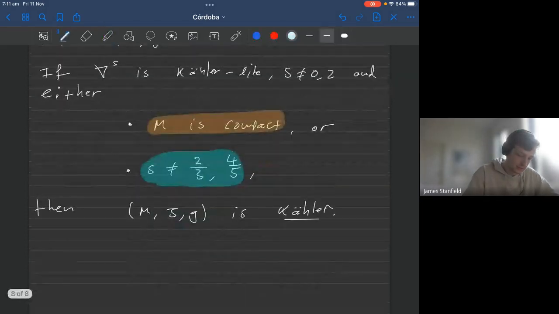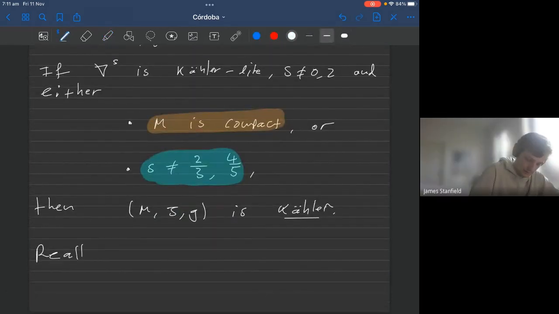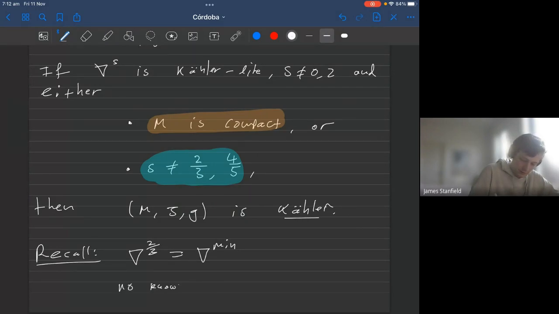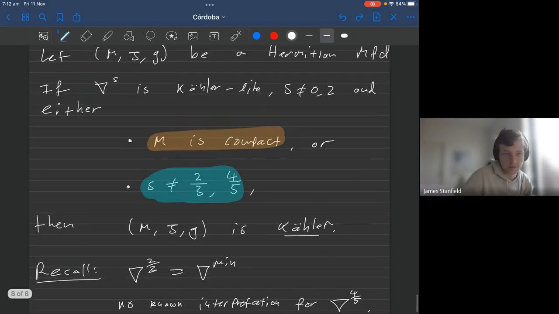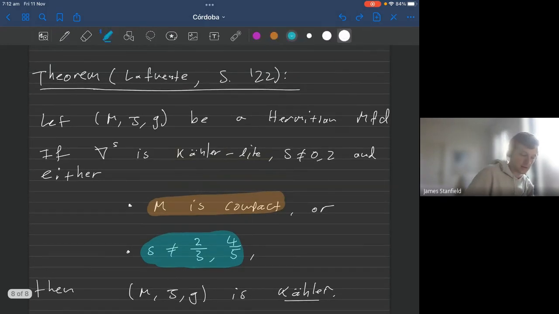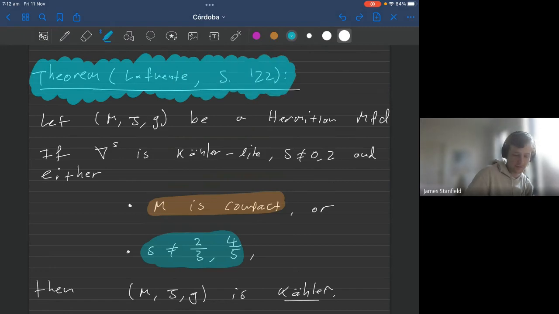Let's recall what these two mean. Recall that for S equals 2/3, this is just the minimal connection. But there's no known interpretation for nabla 4/5. So it's a little bit mysterious why this 4/5 is there. I would maybe expect 2/3 to show up because it's this nice distinguished connection. We haven't so far observed any nice geometric properties of nabla 4/5. But somehow it shows up as an artifact of our proof, and I'm not sure if there would be counterexamples. Are there any questions on the main theorem?